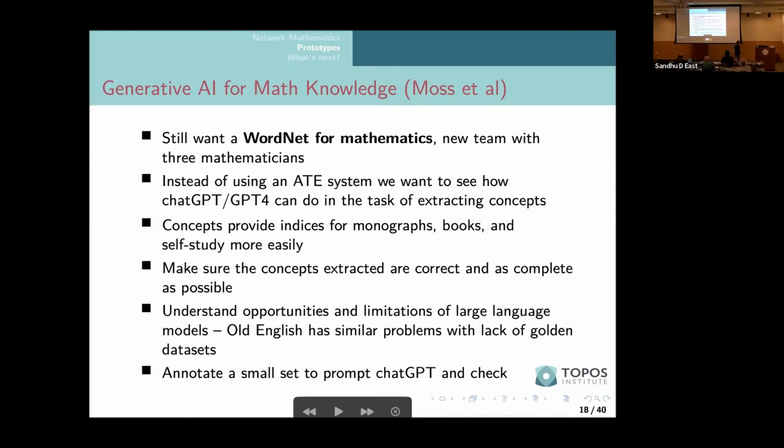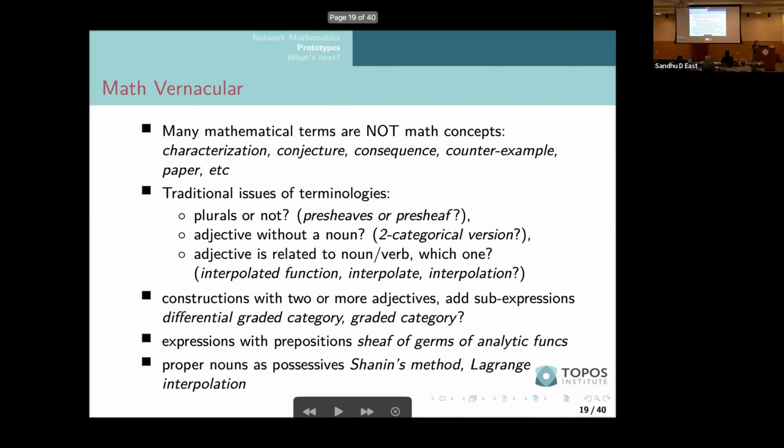We did that in 3 steps. I'm not going to discuss this, it's going too long, about traditional problems of terminology extraction and things like that. Some things that look to us as mathematicians obvious are not as obvious as they look. Things like, if you have an adjective that's related to a noun or a verb, do you want to choose one of them? Or do you want to have all of them, like interpolated function, interpolate, interpolation? Which one do you want to go for?